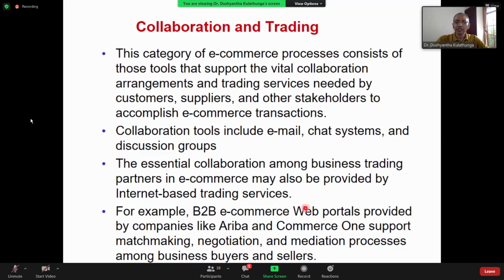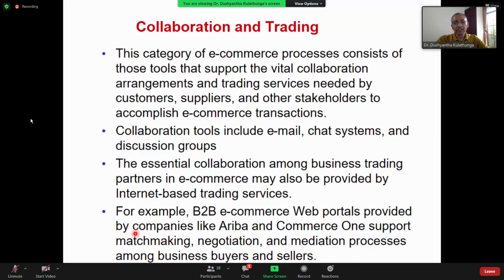That is a place which allows business organizations to interact with each other. Especially, it's a place where business buyers can meet business sellers utilizing these particular portals. So that is a place where businesses can collaborate with others in order to perform their transactions. There they may facilitate things like matchmaking, negotiation, mediation, and so on.